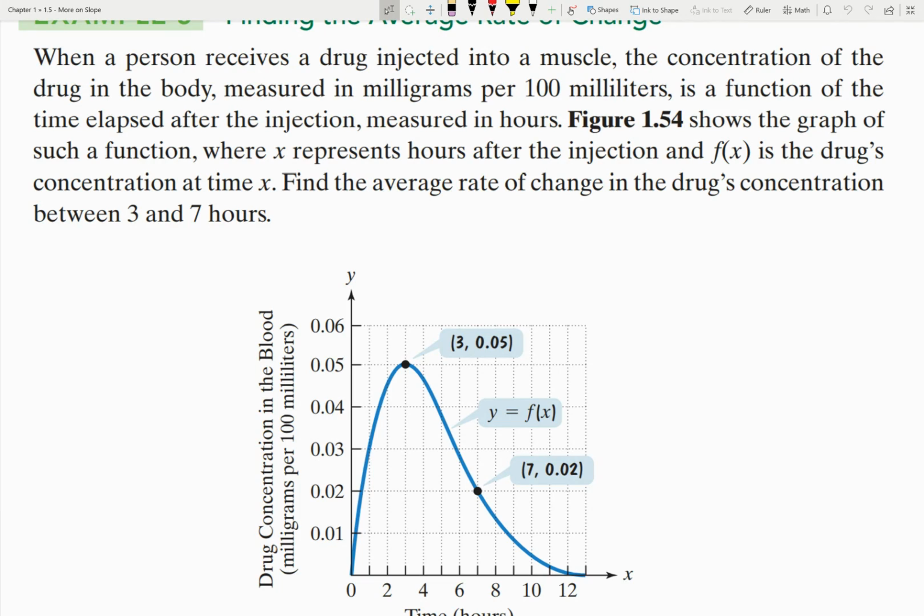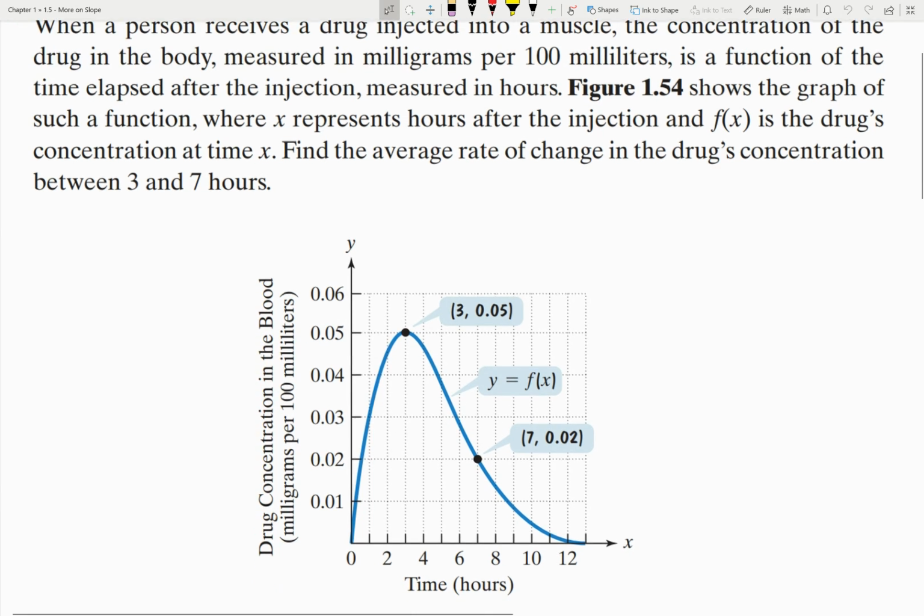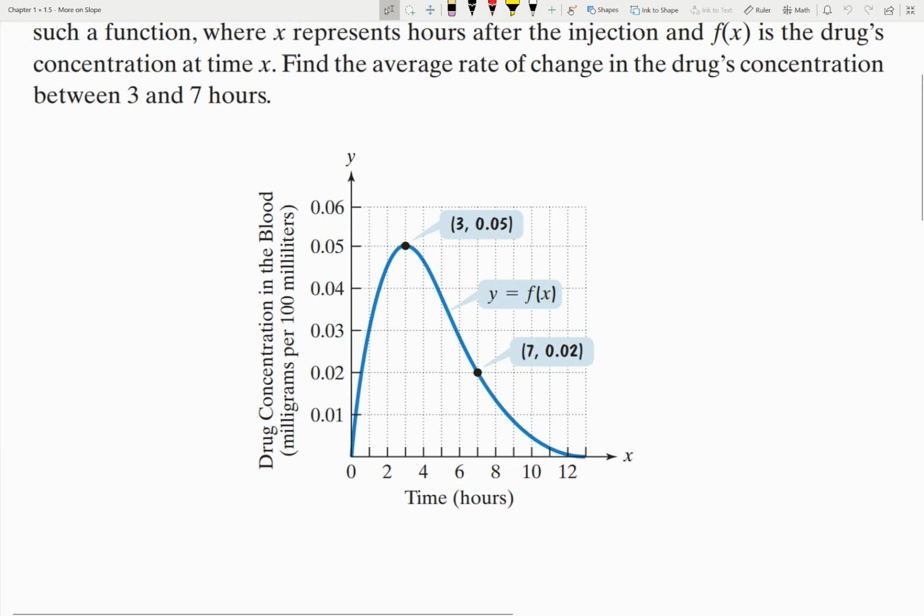So when a person receives a drug injected into a muscle, the concentration of drugs in the body is measured in milligrams per 100 milliliters. This is a function of the time elapsed after the injection, measured in hours. So let's find the average rate of change between 3 and 7 hours. And I have my 2 points right there. I have x, I have f of x. All I need to do is calculate this.